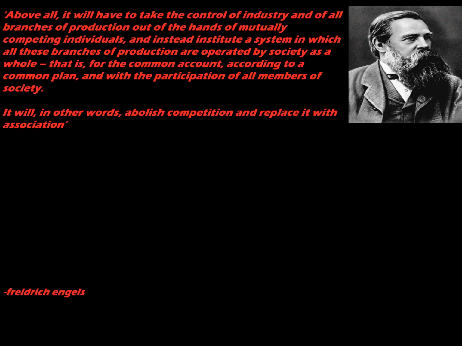Engels breaks down what revolution will involve thusly. Above all, it will have to take the control of industry and of all branches of production out of the hands of mutually competing individuals and instead institute a system in which all these branches of production are operated by society as a whole. That is, for the common account, according to a common plan and with the participation of all members of society. It will, in other words, abolish competition and replace it with association.